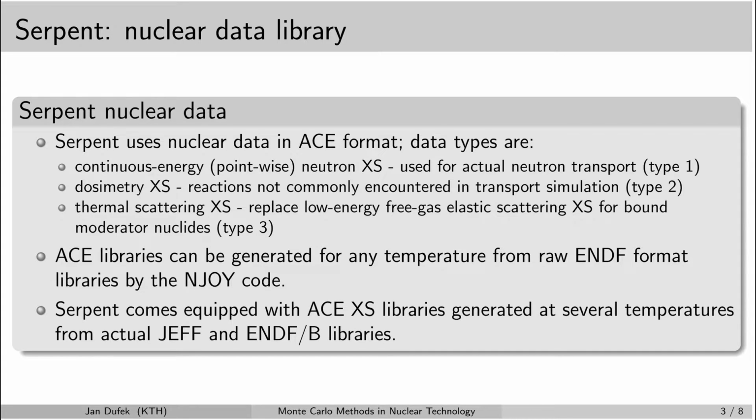Now we don't have to generate the ACE libraries ourselves, because the Serpent code comes equipped with the ACE libraries, and you will find them generated for a number of material temperatures, and they will use different sources for this data. One is European JEF library, and then there will be also American ENDF/B library. So you can choose what library you want to use, whether the European or the American.